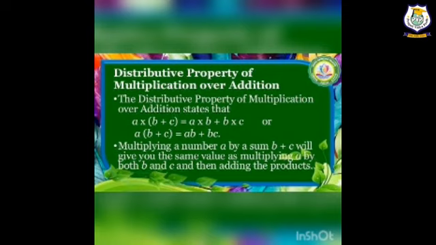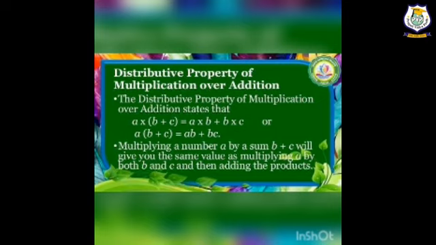Distributive property of multiplication over addition. The distributive property of multiplication over addition states that A into B plus C is equal to A into B plus A into C, or A inside bracket B plus C equals AB plus AC. Multiplying a number A by a sum B plus C will give you the same value as multiplying A by both B and C and then adding the products.